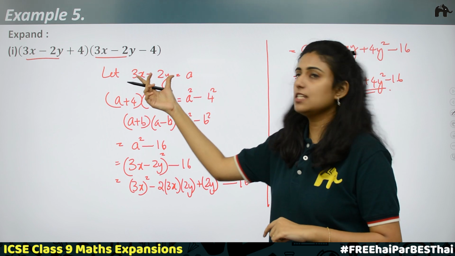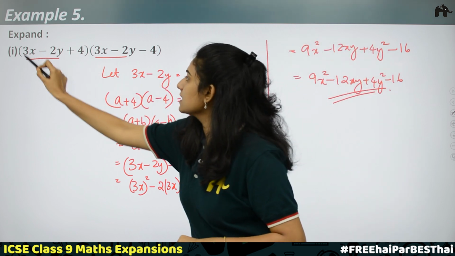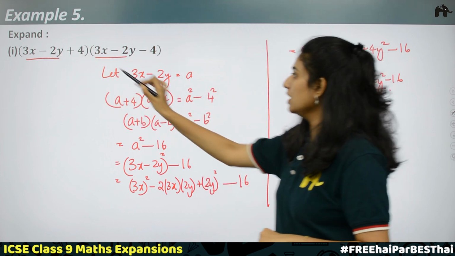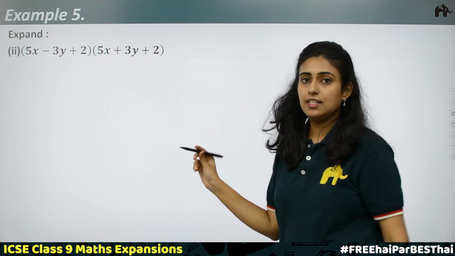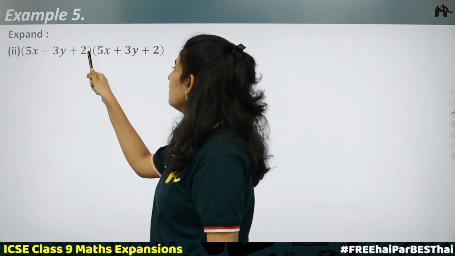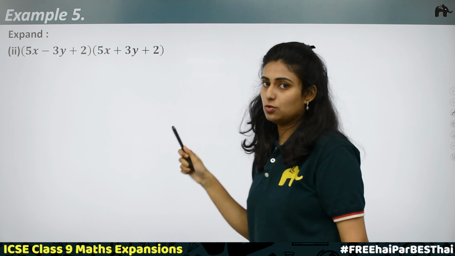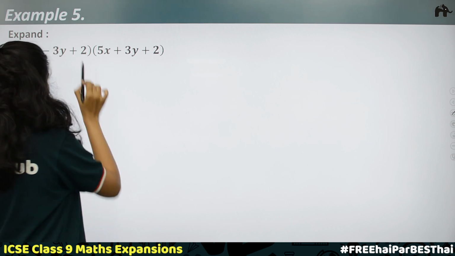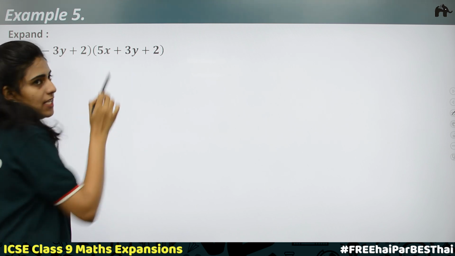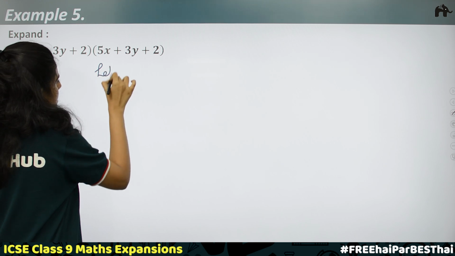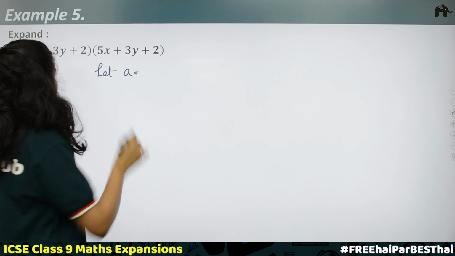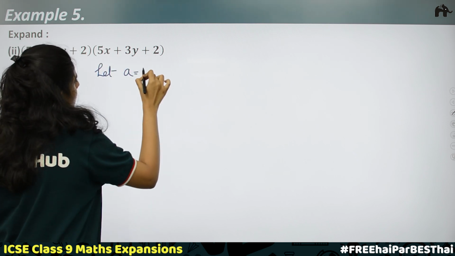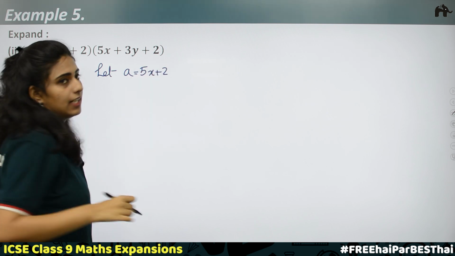So, this first step is very important. You will have to take the first two terms and make it as A, so inside the brackets only two terms will be there. Second one, 5x minus 3y plus 2 into 5x plus 3y plus 2. Here we have to check the sign. We cannot take 5x minus 3y because here we have 5x minus 3y and here it is 5x plus 3y. So, let A is equal to, what do we take as A here? We have 5x plus 2, 5x plus 2. So, 5x plus 2 is taken as A.